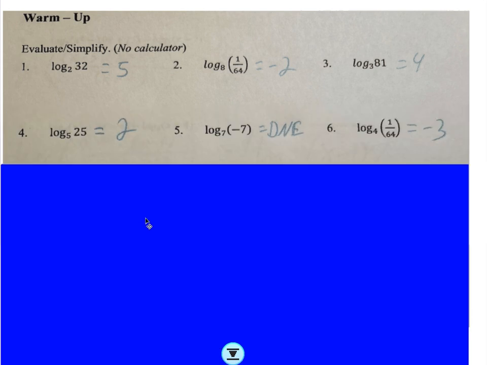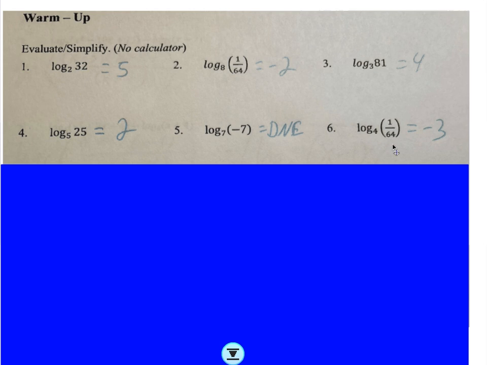For number 4, log base 5 of 25. 5 to what power is 25? That's 2. Log base 7 of negative 7. We cannot have an argument that is negative or 0. Since the argument is negative here, that means log base 7 of negative 7 does not exist. Because there is a negative on the inside of the logarithm, in the argument, that is why this doesn't exist.